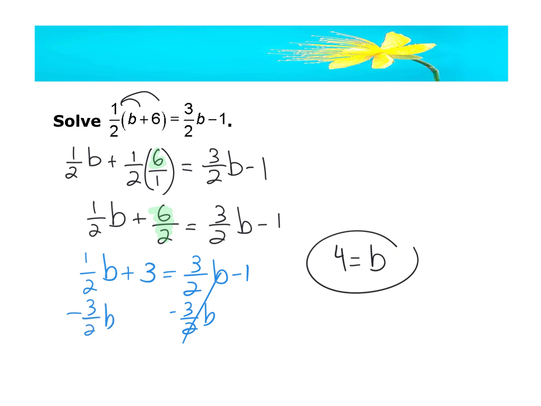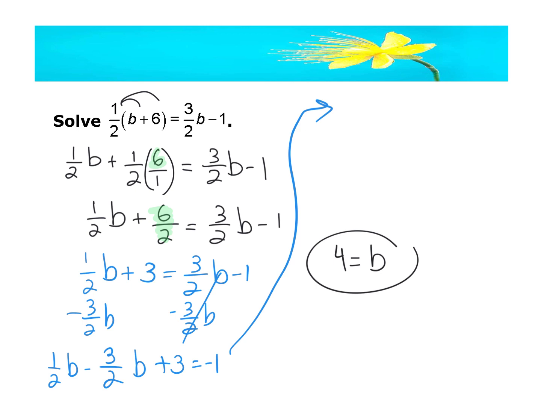And I'm going to get 1/2 b minus 3 over 2b plus 3 is equal to negative 1. Now again, I wrote it that way to make it easier to see, so I'm going to keep writing up here. 1/2 b minus 3 over 2b is negative 2 over 2b. Plus 3 is equal to negative 1.